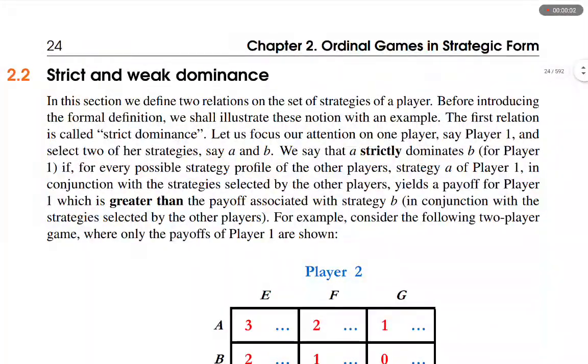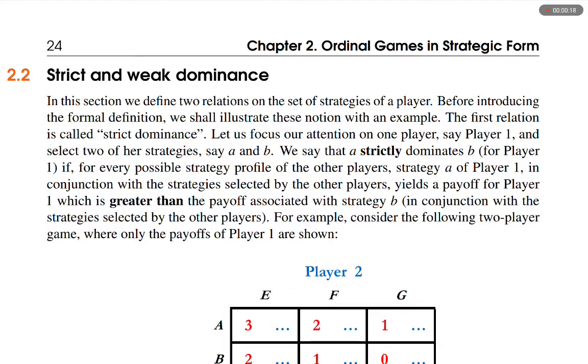Section 2.2, in Game Theory, by Giacomo Bonanno. I hope I'm pronouncing the name correctly, of the professor and author. Chapter 2.2: Strict and Weak Dominance.